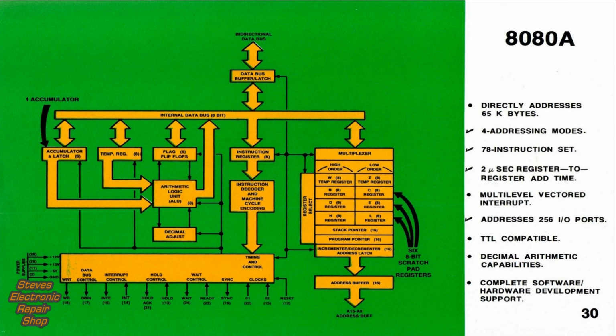Here we see the architecture of the 8080A. As shown, the 8080A has only 1 accumulator, but it has 6 8-bit scratchpad registers that can be used as such, or as 3 16-bit registers. The temporary register pair W and Z are not accessible to the programmer. Important features are checked. They include 4 addressing modes, a 78 instruction set, 2 microsecond add time, plus 256 input-output ports.